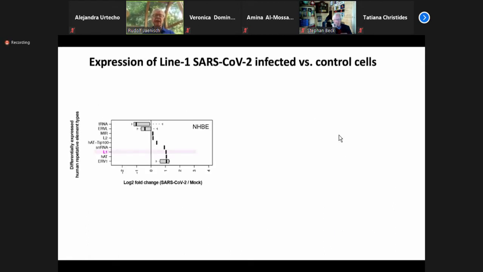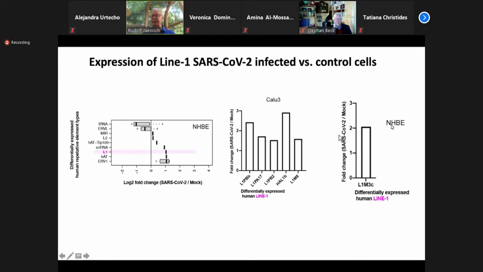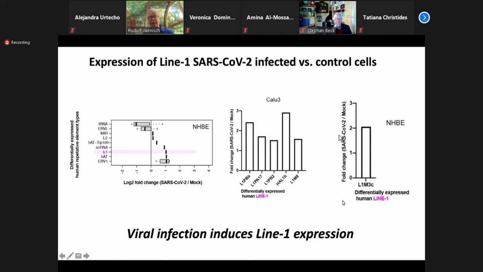So we looked also, can LINE-1 be activated by SARS-CoV-2 infection? We looked here just at published data where people compare infected with non-infected cell lines or in patients, and LINE-1 indeed is significantly upregulated in the infected ones. And there are different elements again of LINE-1 which are upregulated in these in-culture infected cells. And this is an experiment we did in another cell line, and we find a 2-fold upregulation. So viral infection, stress, induces LINE-1 expression.